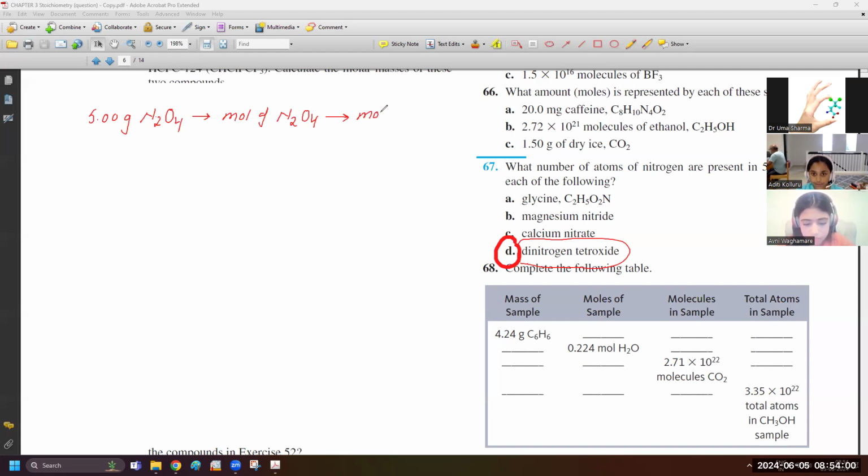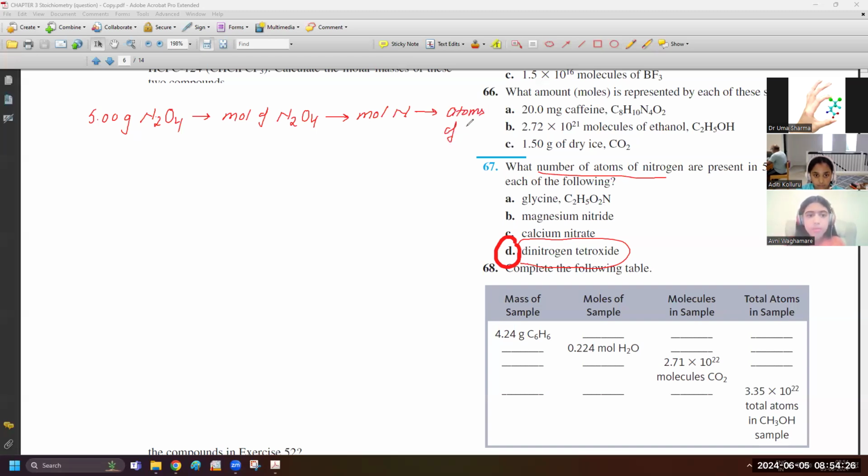Then you're going to go to number of moles of nitrogen. What do you want? Atoms of nitrogen. So you have to come to moles of nitrogen. Only then you will get the atoms of nitrogen. Then from these moles of nitrogen, you will go to atoms of nitrogen, the way we did earlier.